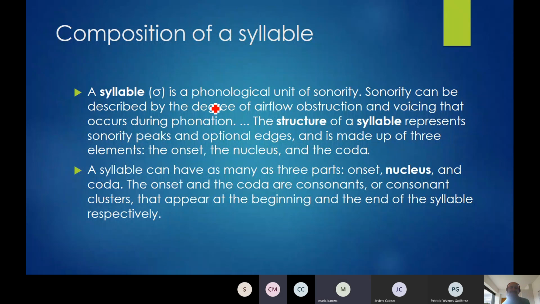A syllable is a phonological unit of sonority. Sonority can be described by degree of airflow, obstruction, and voicing that occurs during phonation. The structure of syllables represents sonority peaks and nocturnal edge and is made up of three elements: the onset, the nucleus, and the coda.